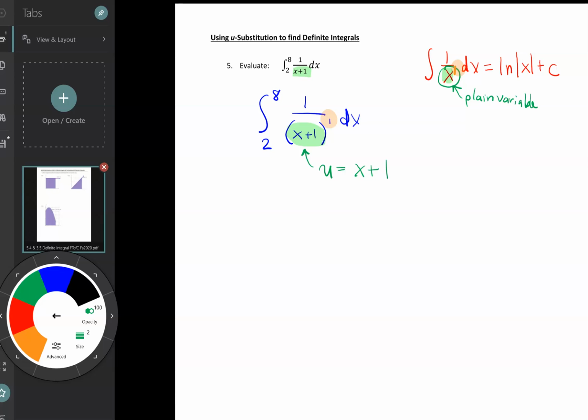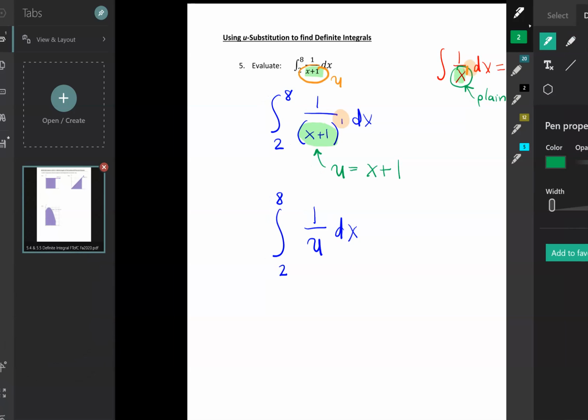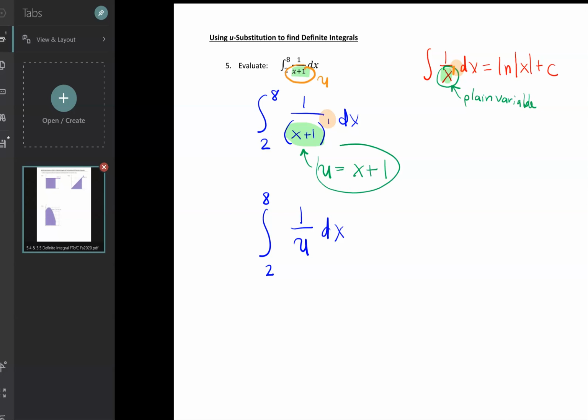Okay, so right now it would look like this. Integral from 2 to 8, 1 over u, because technically it's u to the first, right? I just replaced that denominator with a u, and then I have a dx. Uh-oh, my variables don't match. So then I have to come over here and take the derivative of u with respect to x. So let's go ahead and do that part.